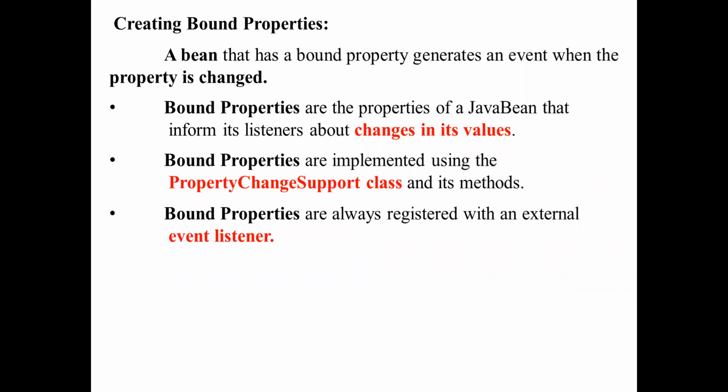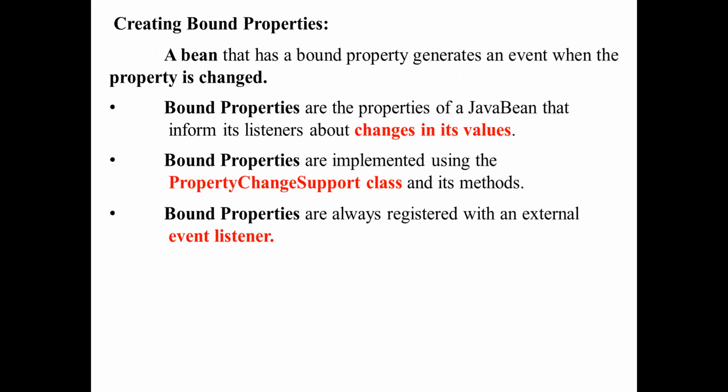Okay. So next we can move to some of the properties, that is the bound properties. So this bound property can be created, or we can generate when the property is changed. There are 3 points to be remembered when the property is changed. So we can see, in the red words, the change in its values. That is the first: the bound property can be changed by using the changes in its value.